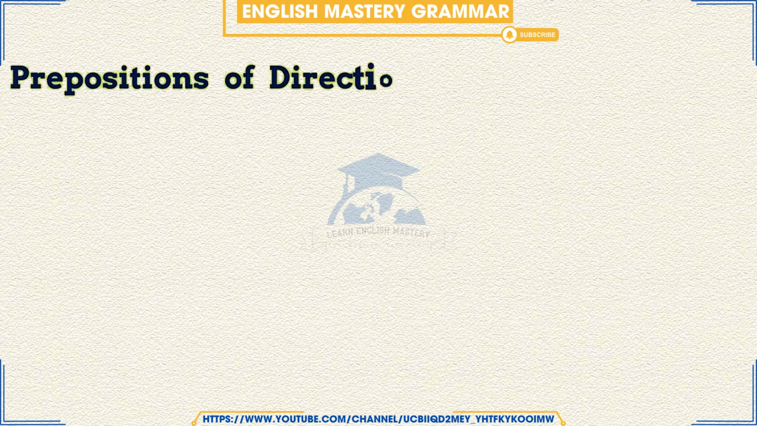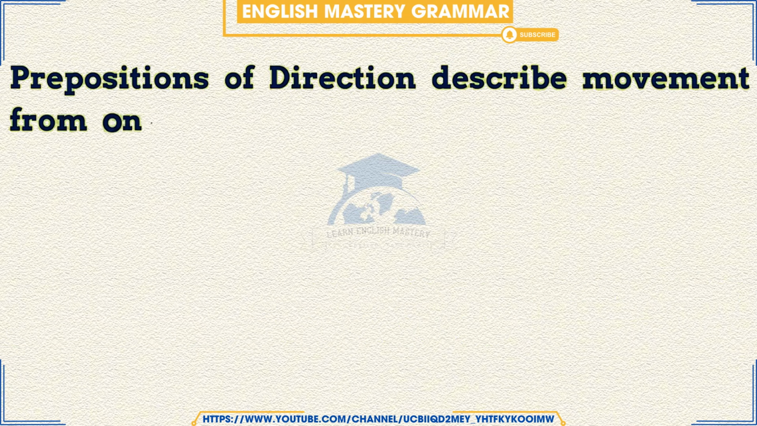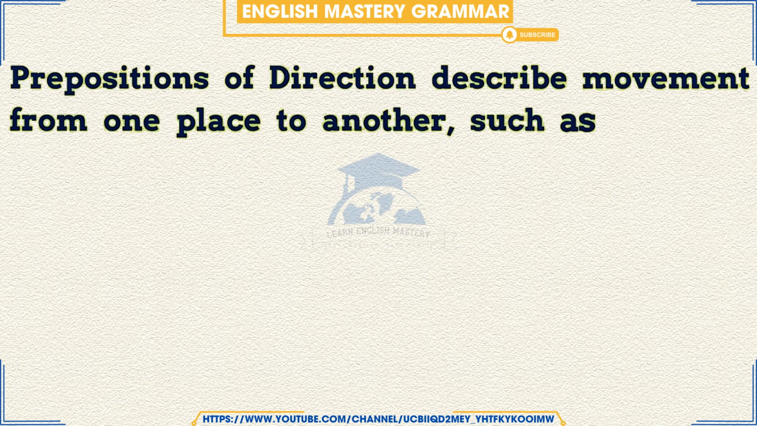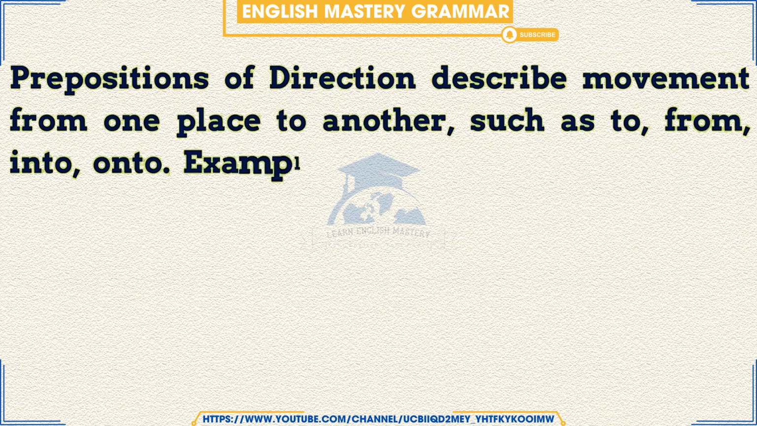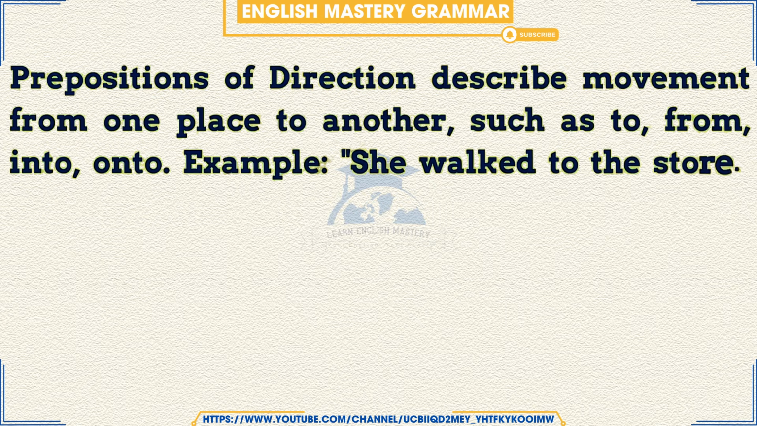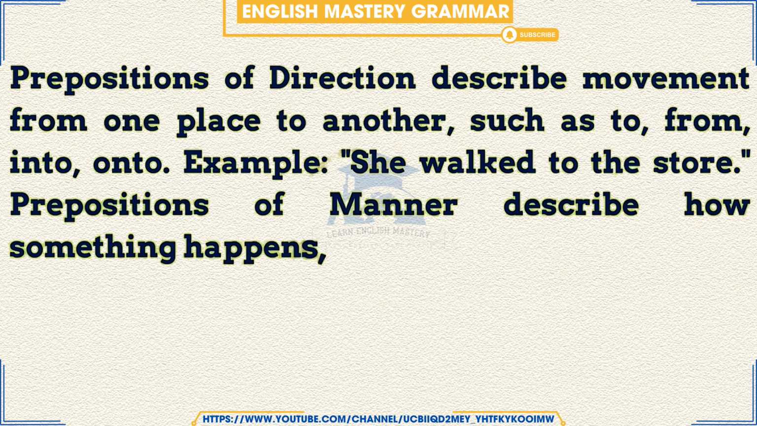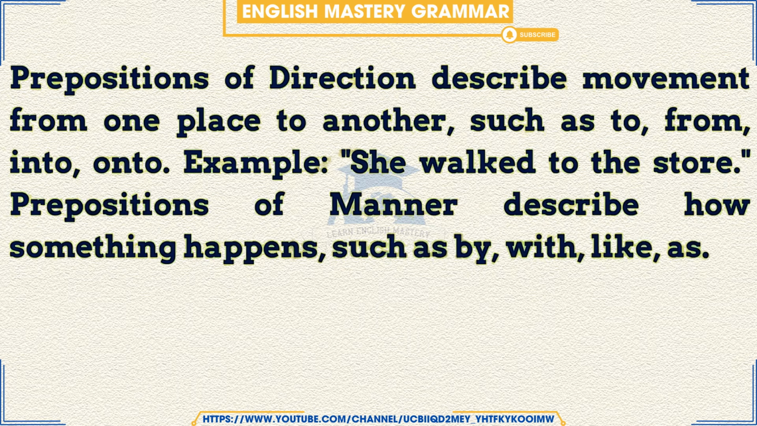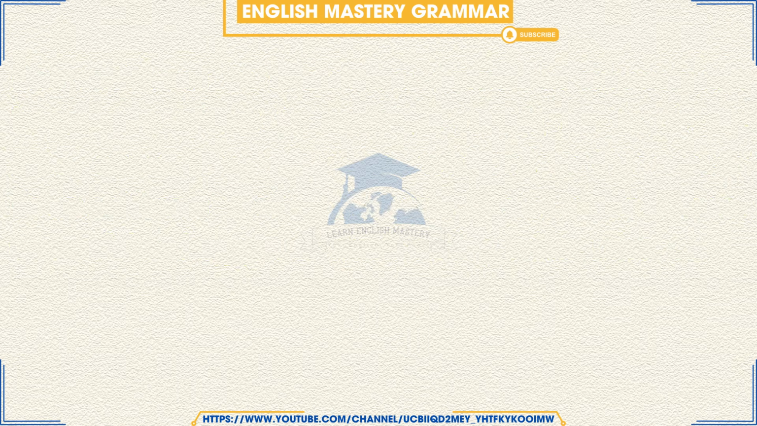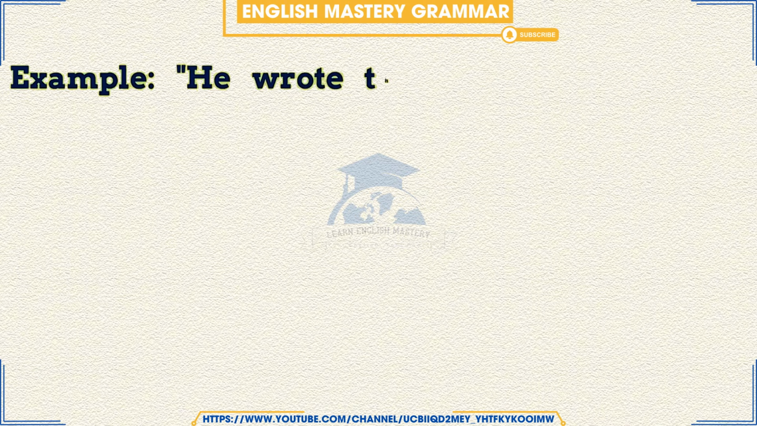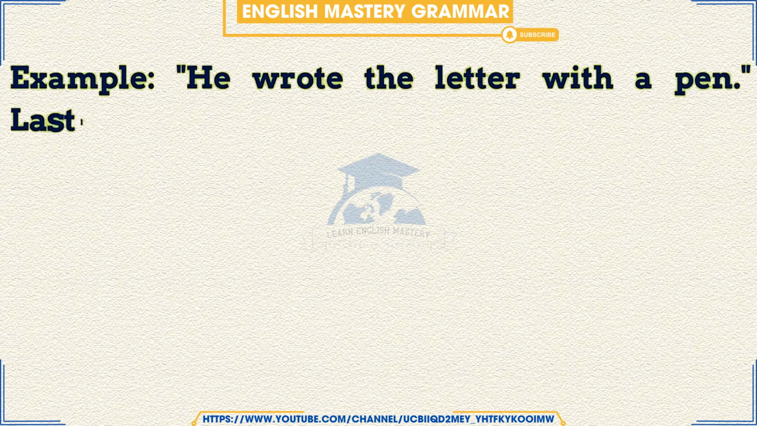Prepositions of direction describe movement from one place to another, such as to, from, into, onto. Example: she walked to the store. Prepositions of manner describe how something happens, such as by, with, like, as. Example: he wrote the letter with a pen.